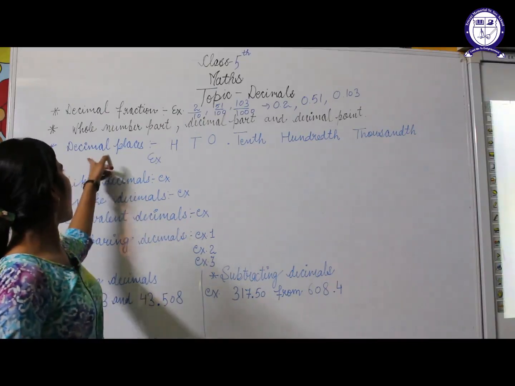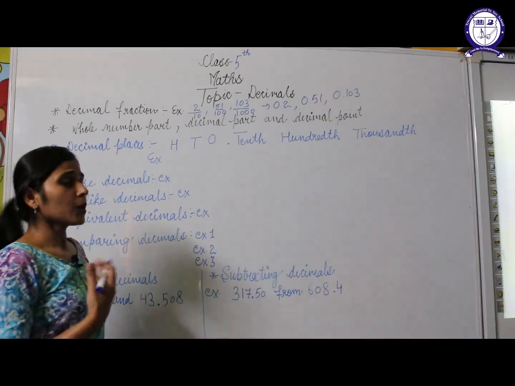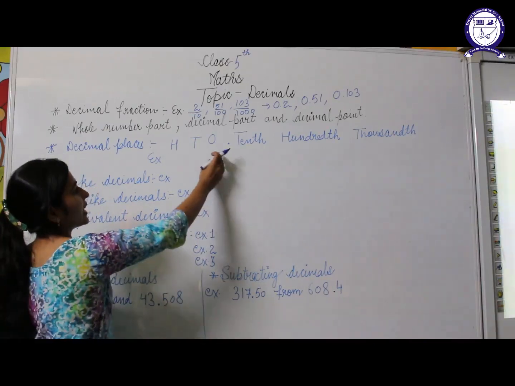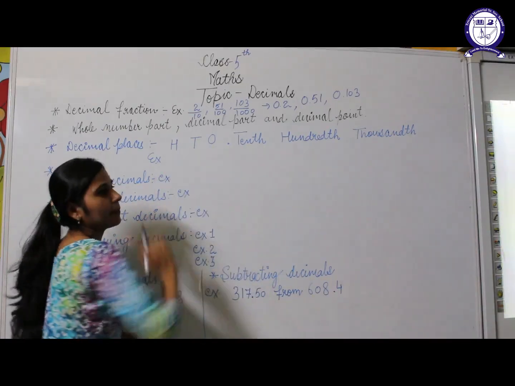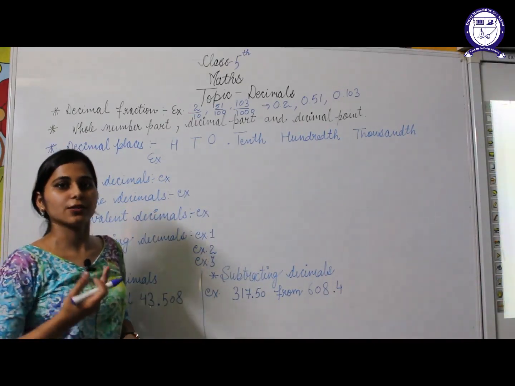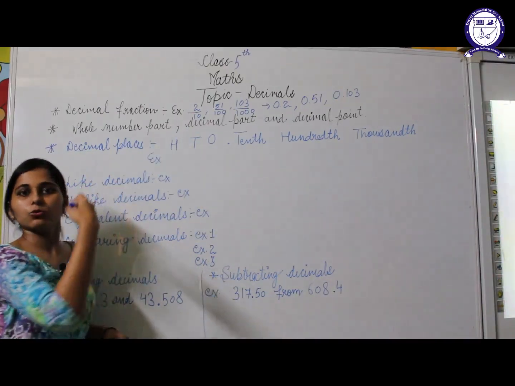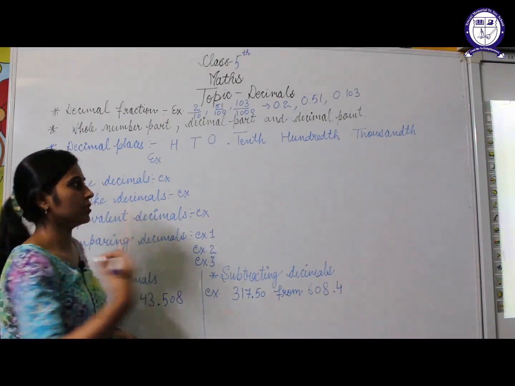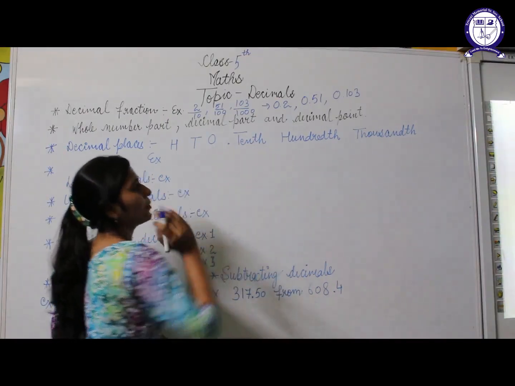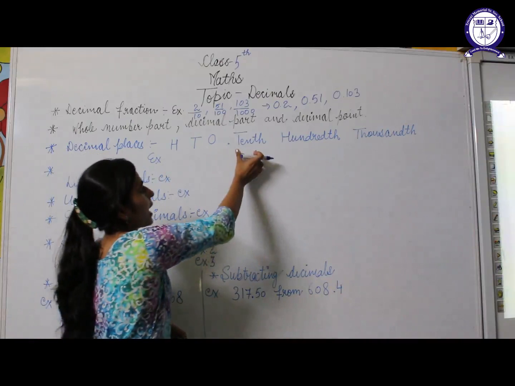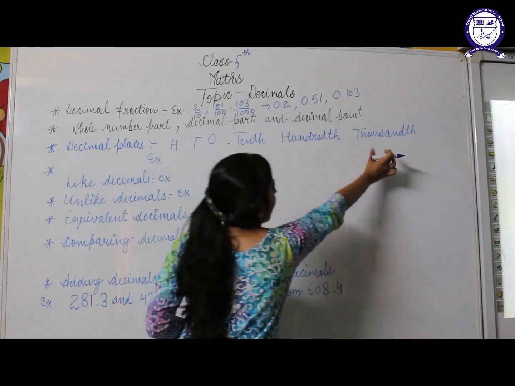Now we will discuss the decimal places. To the right hand side of the point, the numbers have the same place values as we discussed in our numbers chapter: ones, tens, hundreds, after that thousands, ten thousands, lakh, ten lakh, students. But on the right hand side of the point we have different places. We will start with the tenths, hundredths and thousandths.